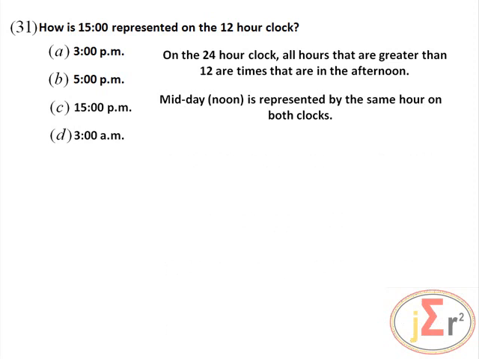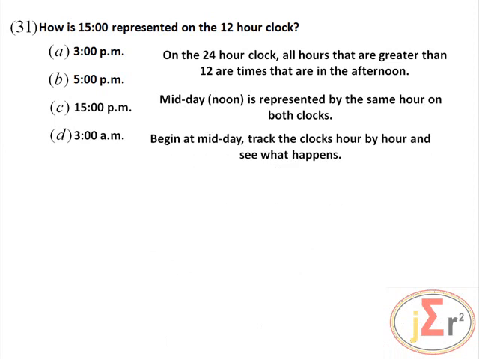So midday, which is noon, is represented by the same hour on both clocks. Right, so if it is noon, so noon, which is midday, is represented by the same digits on both clocks. So beginning at midday, track the clocks hour by hour, and we will see what happens. So let us do that. So we're going to begin at 12 o'clock, and we are going to start with the 12-hour clock and the 24-hour clock.